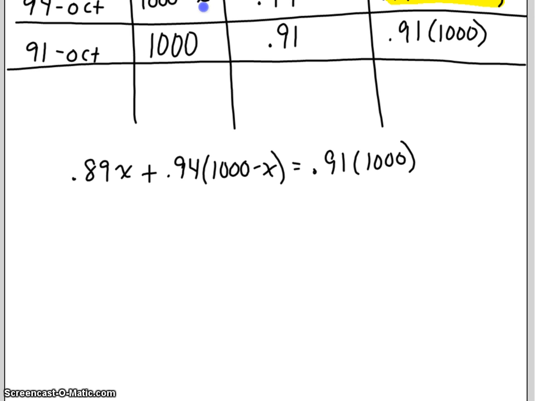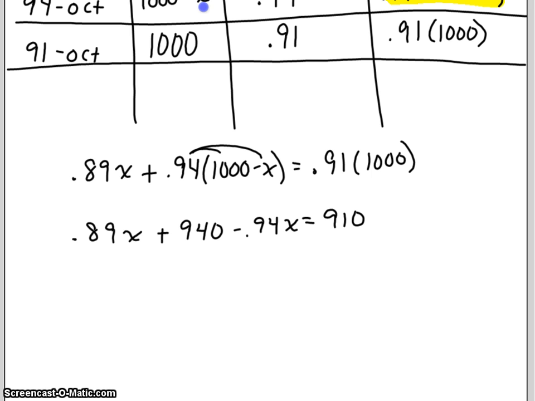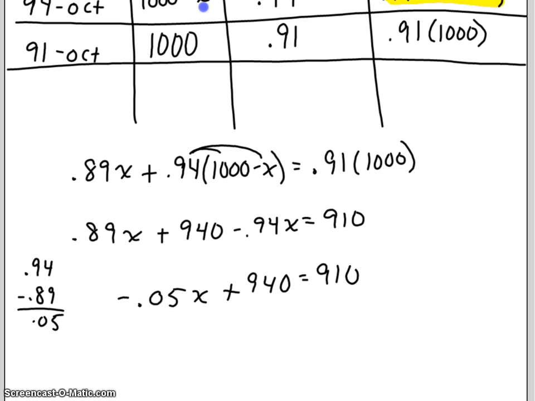Okay, so let's go ahead and work this out here. Let's keep the decimals here: 0.89x plus, now we have to distribute 0.94 times 1,000, that just means move the decimal over 3 places, 940, minus 0.94x. 0.91 times 1,000 just means move the decimal over 3 places, so 910. 0.89x minus 0.94x. We need to figure out what that is. So 0.94 minus 0.89, I think that's 0.05, but it's going to be negative. So negative 0.05x plus 940 equals 910.